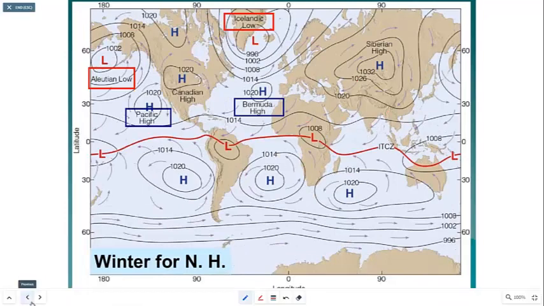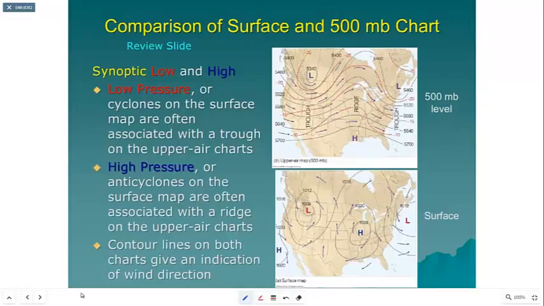Well, it goes way back to this. The lows on the surface are associated with troughs in the upper atmosphere, and the high pressure systems on the surface are associated with the ridges. Which of the trough and or ridge was associated with cold air aloft? It's the trough. So therefore the ridge is associated with warm air aloft. Now let's go back to winter.